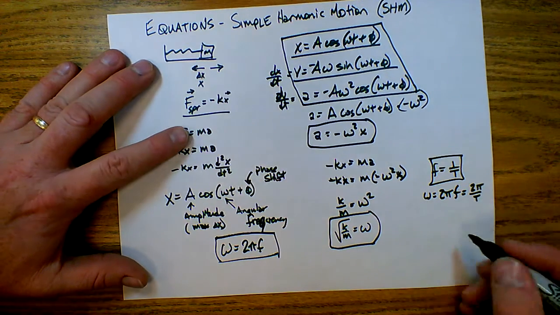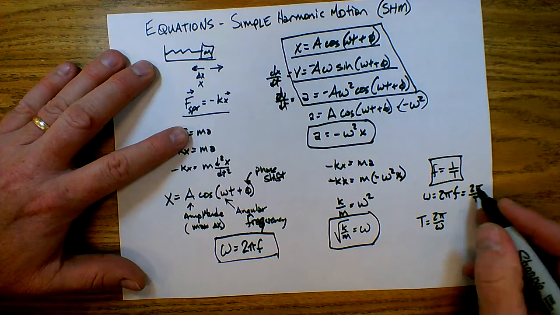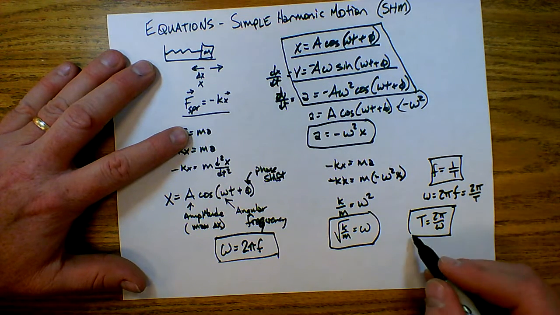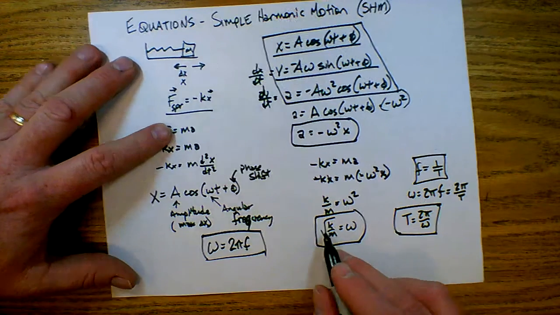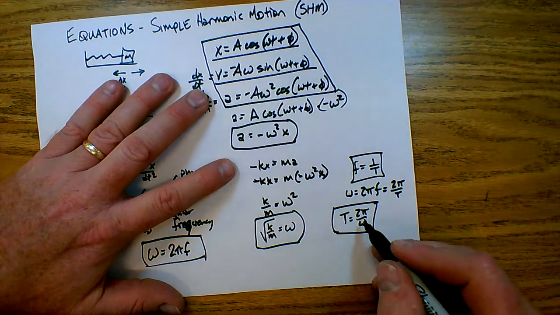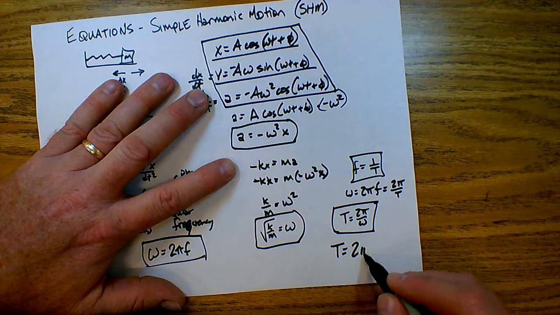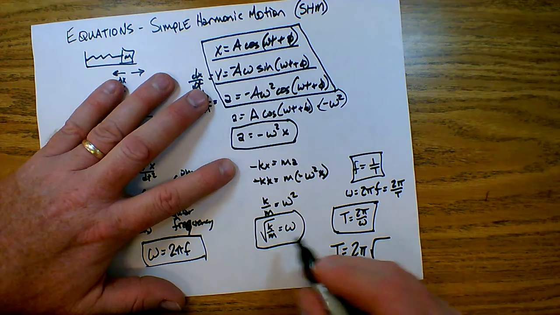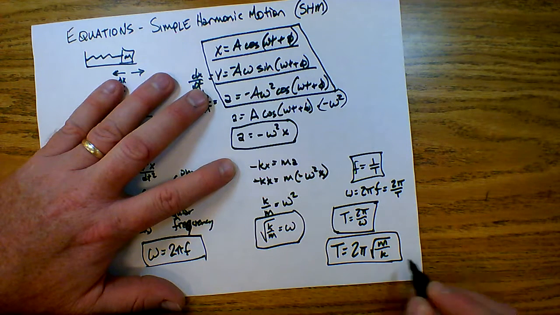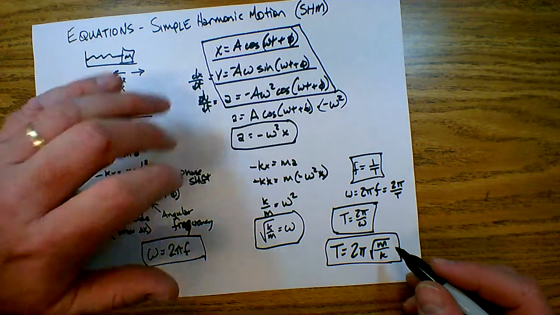Now, on the equation sheet, you'll actually see the equation period equals 2 pi over omega. That's the same thing here. Omega equals 2 pi over T. T equals 2 pi over omega. That's a good equation to know. But if omega is the square root of k over m, what I have here is 2 pi over omega, which is the same as 2 pi times the reciprocal of omega. So for a spring oscillating system, the period is equal to 2 pi times the square root of m over k. And that is my basic equation for the period of a spring oscillating system.